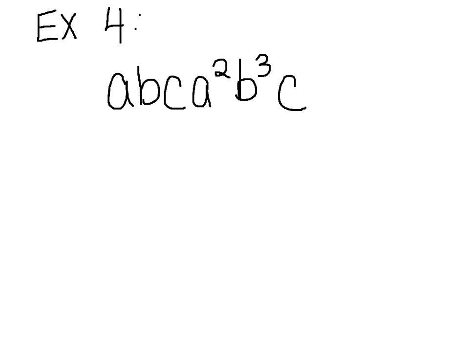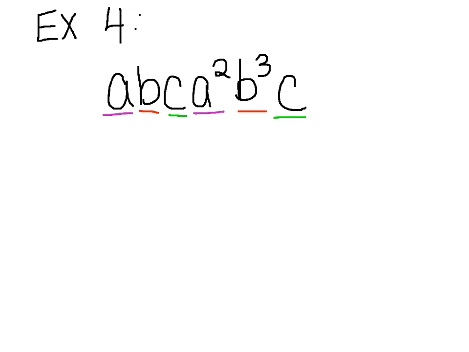Example number 4 gets a little bit more complicated. We now have different variables all involved in this monomial and different exponents. So what is our rule? What have we been repeating over and over again? Keep the base, add the exponents. But it's a little harder to do. So my advice would be to group all of the A's together, group all of the B's together, and then group all of the C's together.